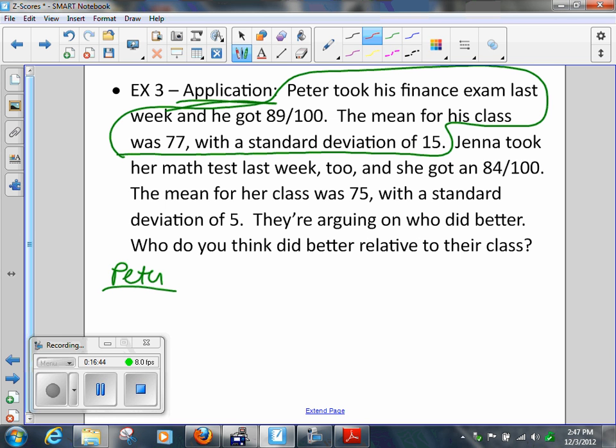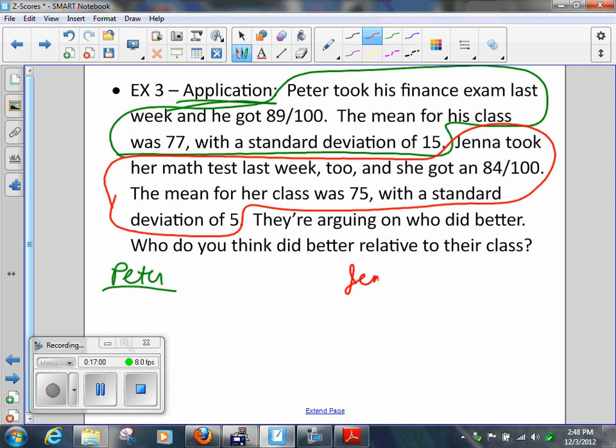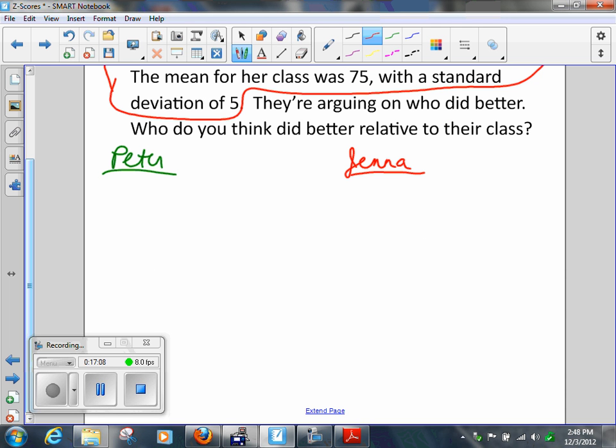And then we talk about Jenna. She took her math test. She got an 84. But the mean for her class was 75 and the standard deviation of 5. So they're arguing on who did better. Because based on just the percentage grade, it looks like Peter did better, but did he? Okay? So if we're talking about two different tests, we've got to standardize this. So we've got to find the z-score. Remember, it's x minus mu over standard deviation.